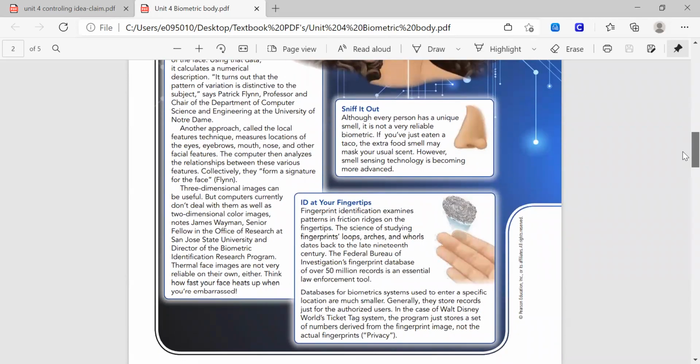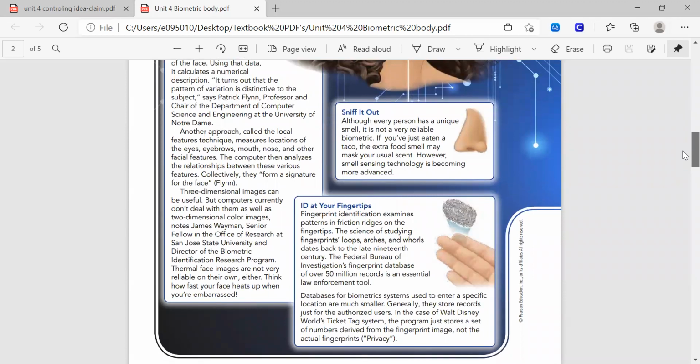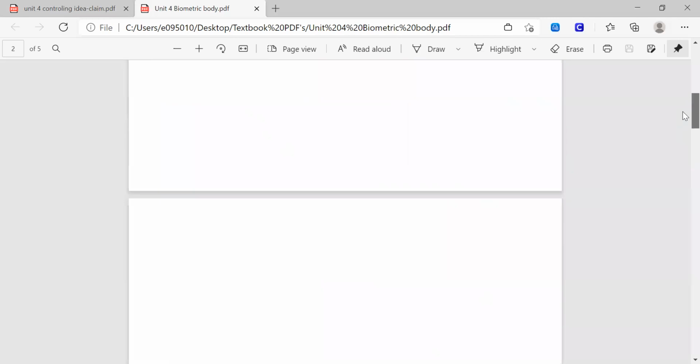Three-dimensional images can be useful, but computers currently don't deal with them as well as two-dimensional color images, notes James Wayman, senior fellow at the Office of Research at San Jose State University and director of the Biometric Identification Research Program. Thermal face images are not very reliable on their own either. Think how fast your face heats up when you're embarrassed.